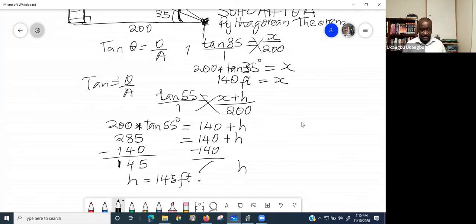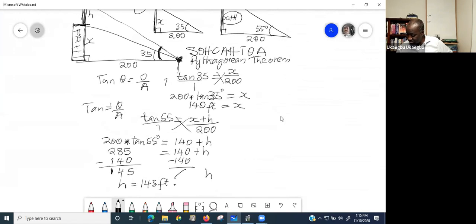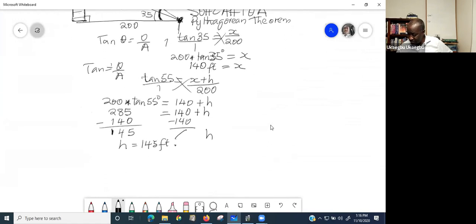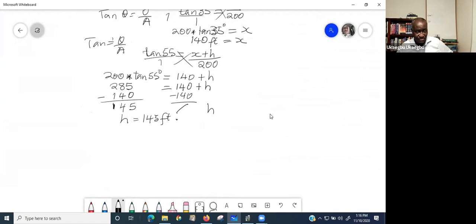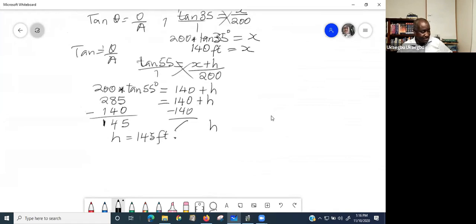Okay. Does it make a little sense, ladies and gentlemen? There are some other more sophisticated examples, but this is the kind of thing you should be looking at when you are talking about application of trigonometric ratios.